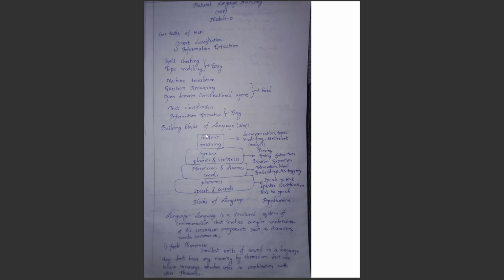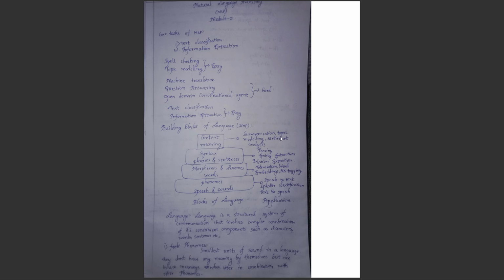Building blocks of language is the first concept when it comes to NLP. It consists of four blocks: context, syntax, morphemes and lexemes, and phonemes. Here I have also written what topics or concepts come under each block. For example, in context, summarization, topic modeling, and sentiment analysis will come.